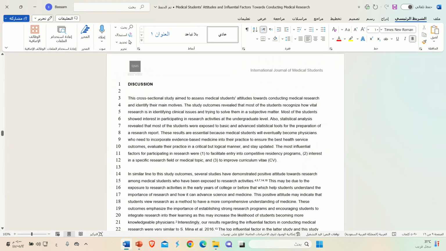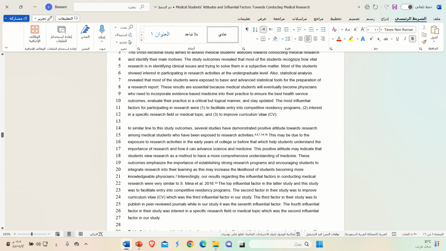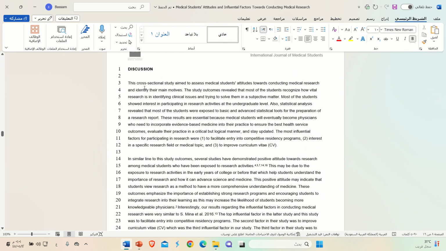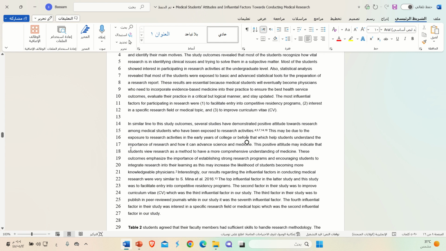Okay, let's see. I think it was approximately 7 paragraphs. I don't recall. If you can see here, I've given a summary of the study, and this is the aim of the study, and this is simply an answer to the research question, but in a little bit more detail. Then I went to see what studies have similar findings to our study. Similar to the study outcome, several studies have demonstrated a positive attitude, and then you reference them here. Then I gave some interpretation: this might be due to this.